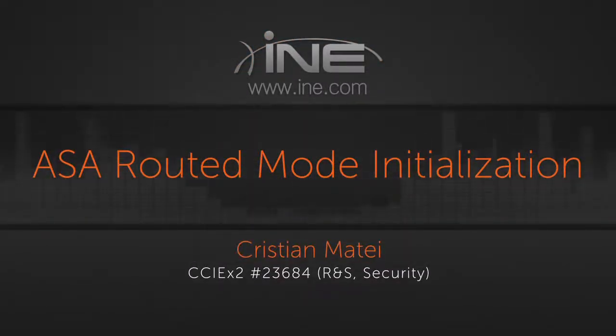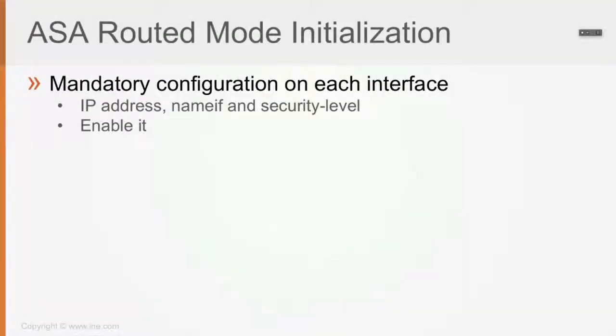When the ASA boots up, assuming it's running the code, all of the IPs and all of the interfaces are going to be unconfigured. So to get the ASA up and running, you're going to have some mandatory configuration on each interface of the ASA: an IP address, a nameif and a security level, and of course enabling the interface via the no shutdown command.